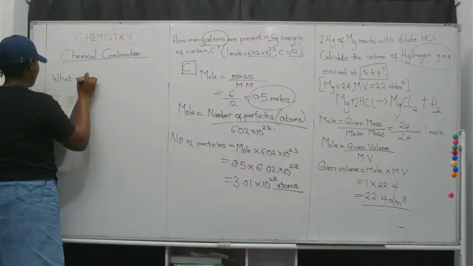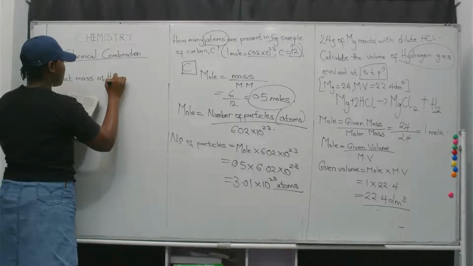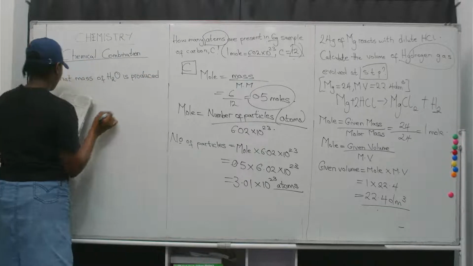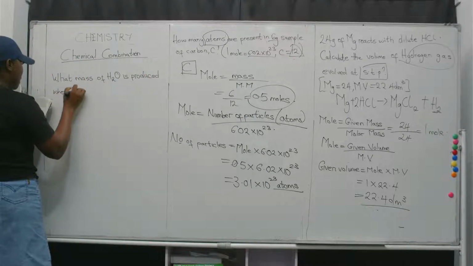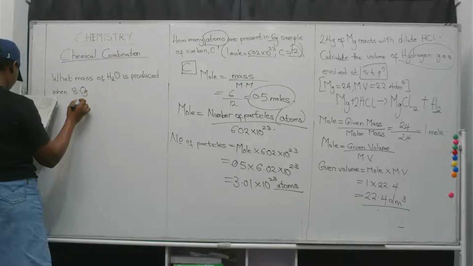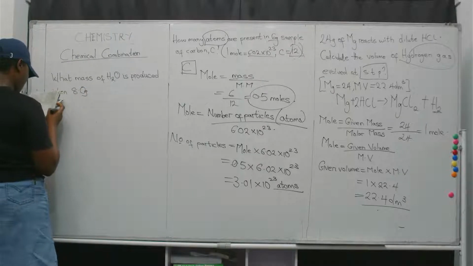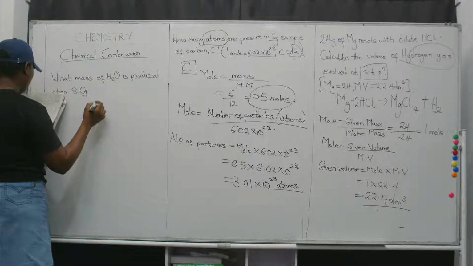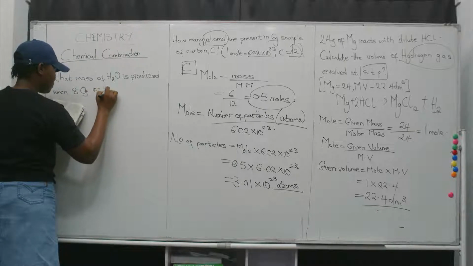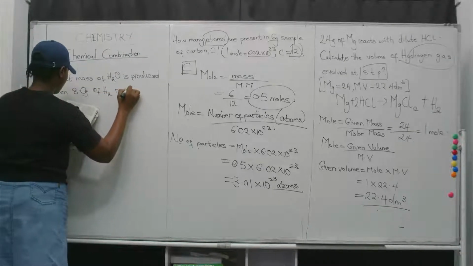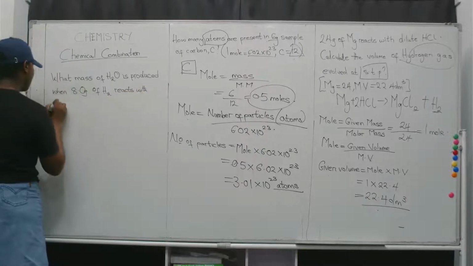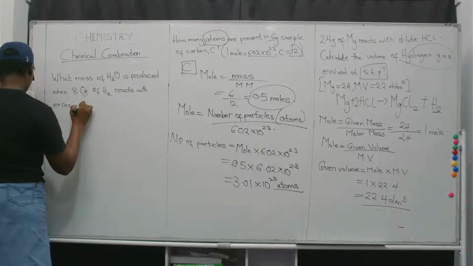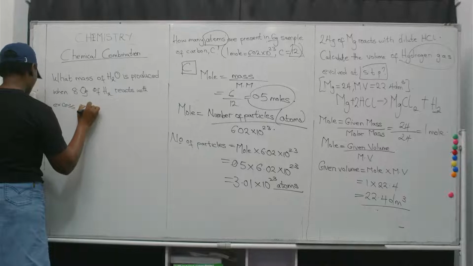What mass of water is produced when 8.0 gram of hydrogen reacts with excess oxygen?